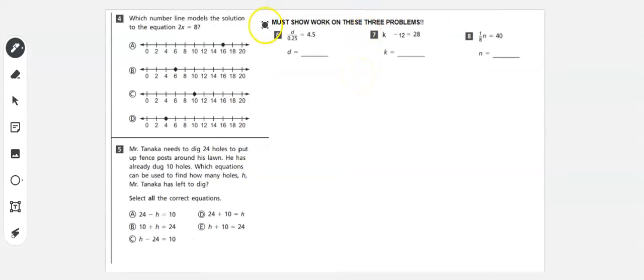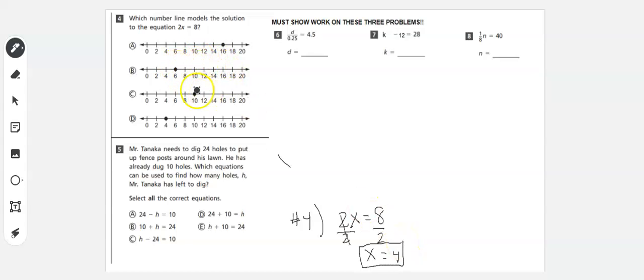Let's look at number 4. Which number line models the solution to the equation 2x equals 8? On your paper, a couple spaces down, underneath 5, it says show work for problem number 4 here. So I'm just going to show my work for problem number 4 right here. I have 2x equals 8. The opposite of multiplying by 2 is dividing by 2, and I have to do that on both sides. 8 divided by 2 is 4. So we're looking for the number line that has the dot on 4, which is letter D.